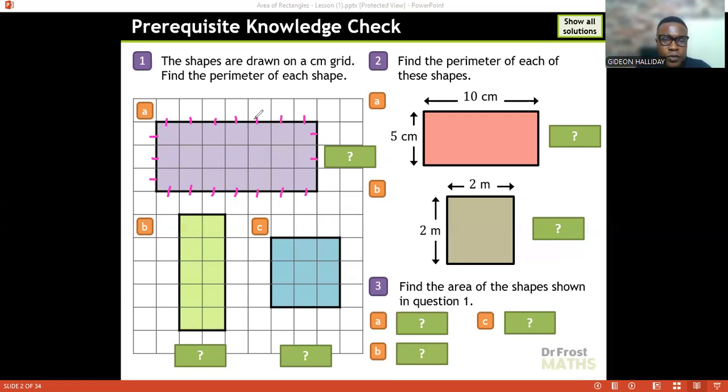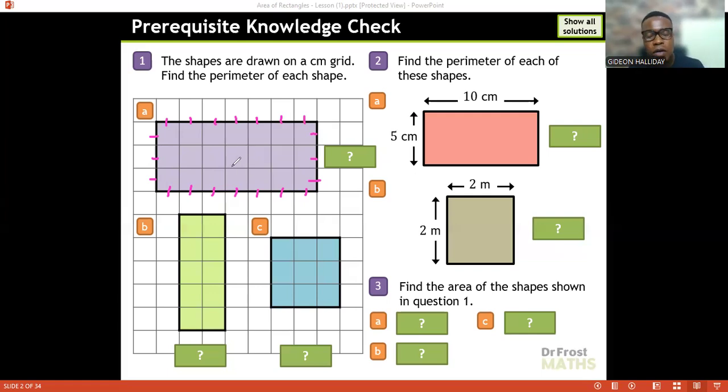1, 2, 3, 4, 5, 6, 7, 8, 9, 10. I forgot one. You see, you have to be careful when you're counting, right? 10, 11, 12, 13, 14, 15, 16, 17, 18, 19, 20. So this is 20 centimeters.